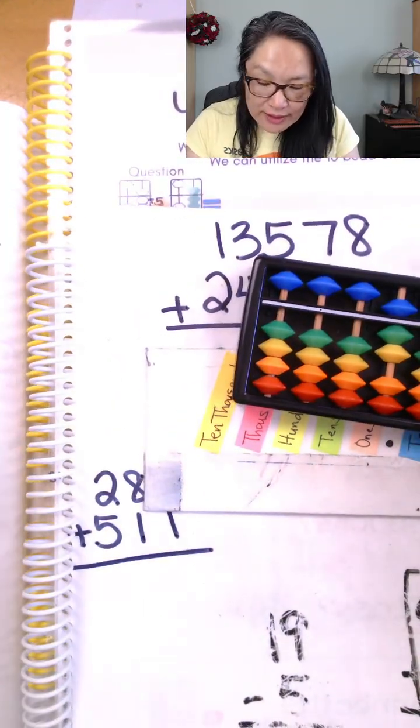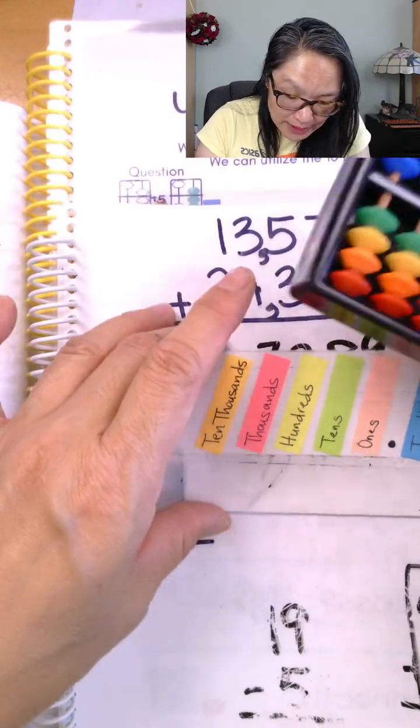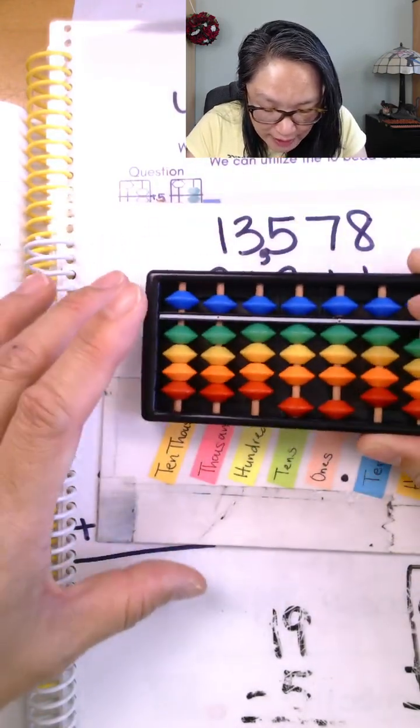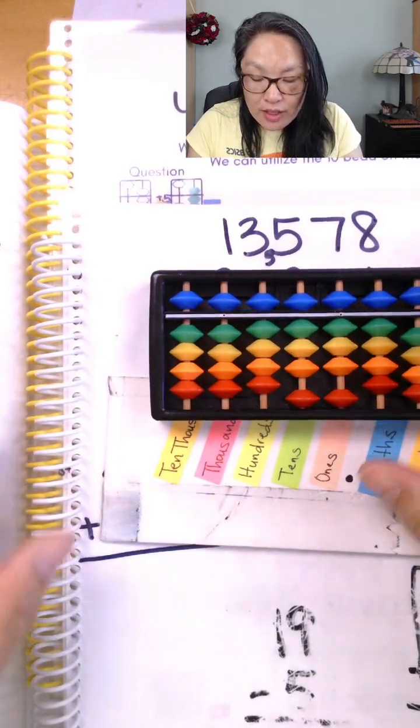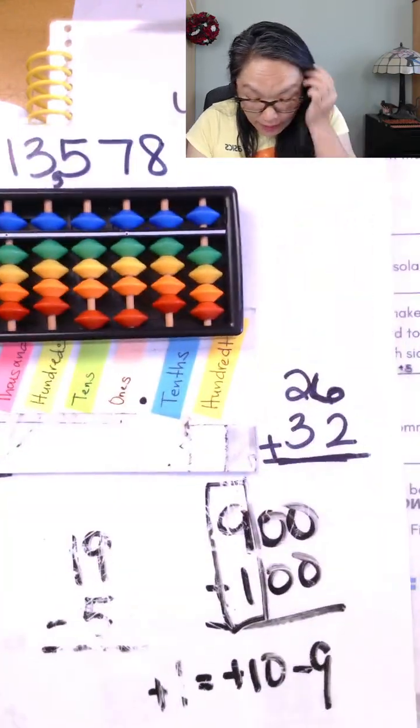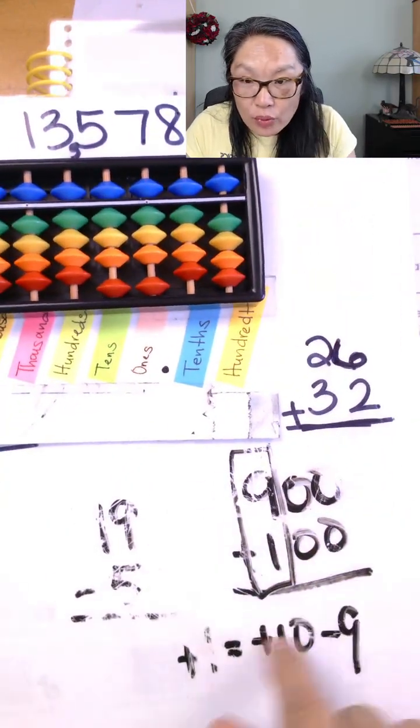I do feel that this is the greatest thing next to sliced bread because it makes looking at the numbers way easier than what we have in regular math. Why? Because in mainstream math, we write it out.